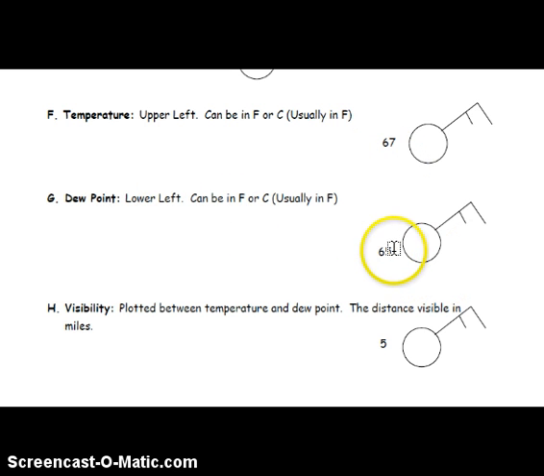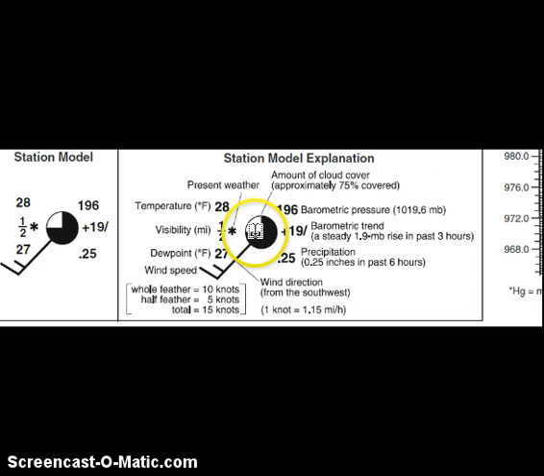So the dew point we're going to put in the lower left. Again, temperature is in the upper left. Visibility is plotted between temperature and dew point, so right smack dab in the center. This is the distance that we can see in miles. So if we look at our reference table here, we can see that this one says 28 is the present temperature, 27 degrees Fahrenheit is the present dew point, and then our visibility smack dab in the middle, you can only see about a half a mile for this station model, okay? Notice here there are no units. We only put the number for these variables.